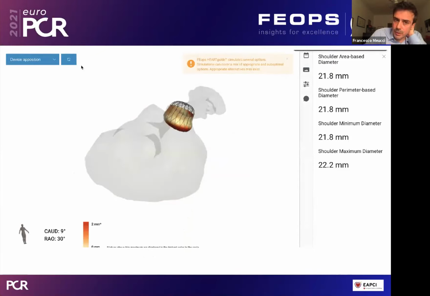Now I let you see the measures in a more detailed way. So if I implant a 24 millimeter device proximally, I obtain 22.2 according to FEops maximum diameter, and so an 8% compression. If I implant the same device a little bit more distally, it is the same. The compression is always 8%, so it is not well compressed according to the sizing chart of the Watchman Flex.